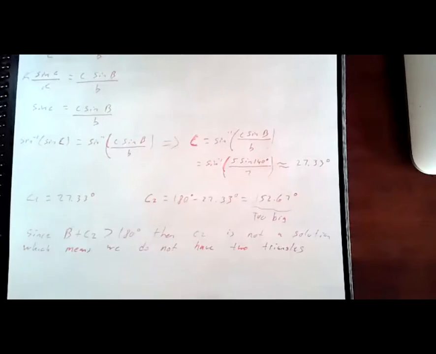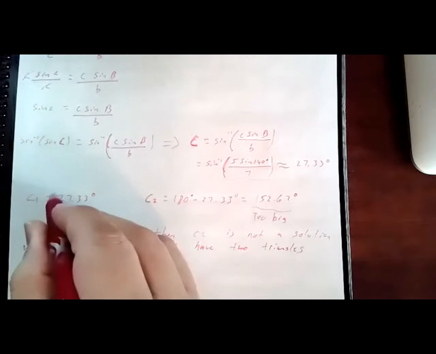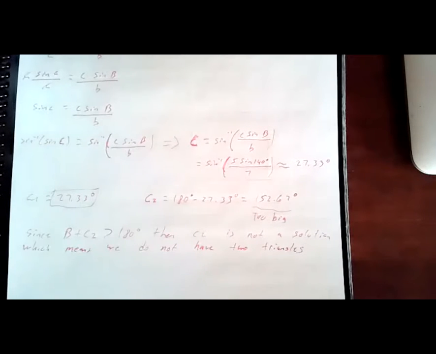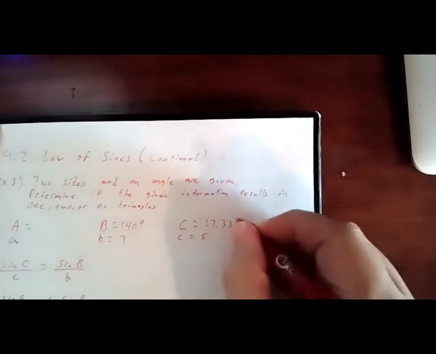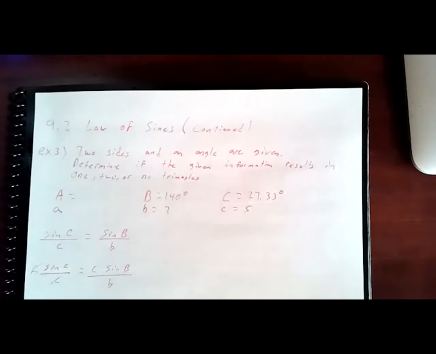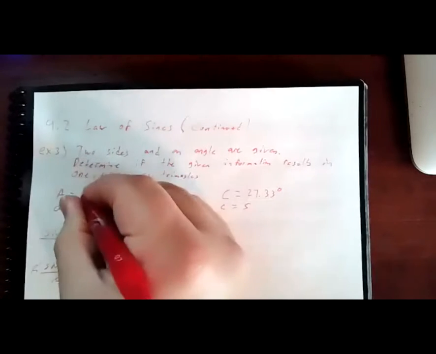Okay. So if C, right, this is the only C that we need. If C is 27.33, what is A going to be? 12.67.